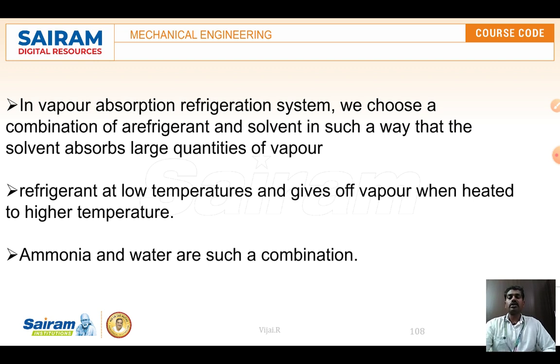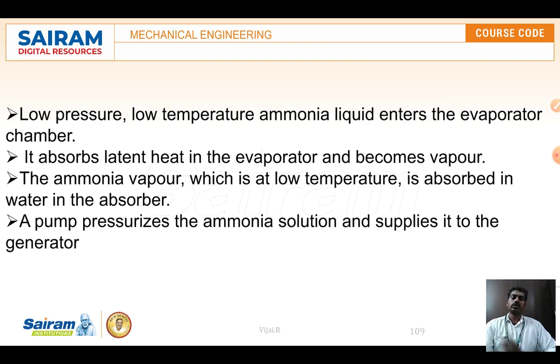Ammonia and water are used as the solution. The water and ammonia are used here. Low pressure low temperature ammonia liquid first enters the evaporator chamber, because as we said, the evaporator, condenser, compressor, and the throttling valve, these four are the important parts.